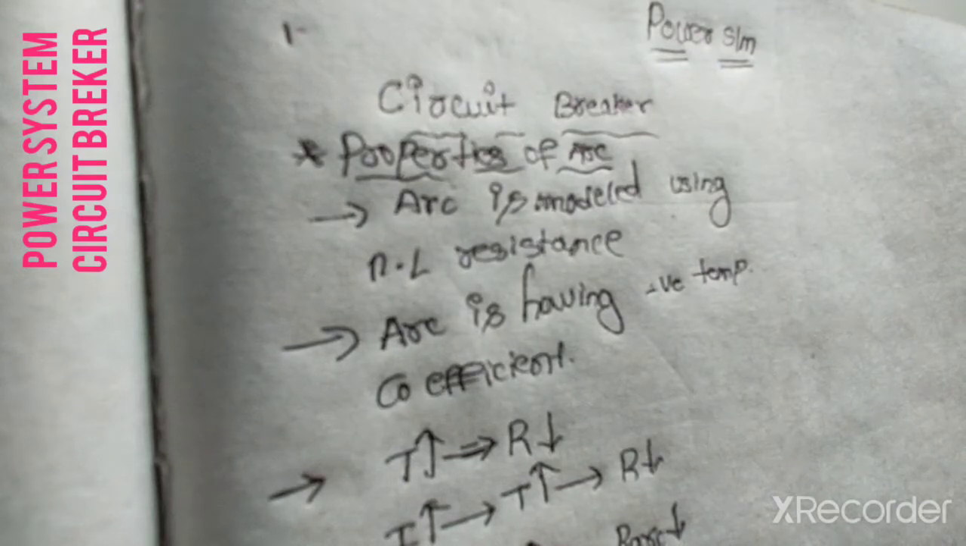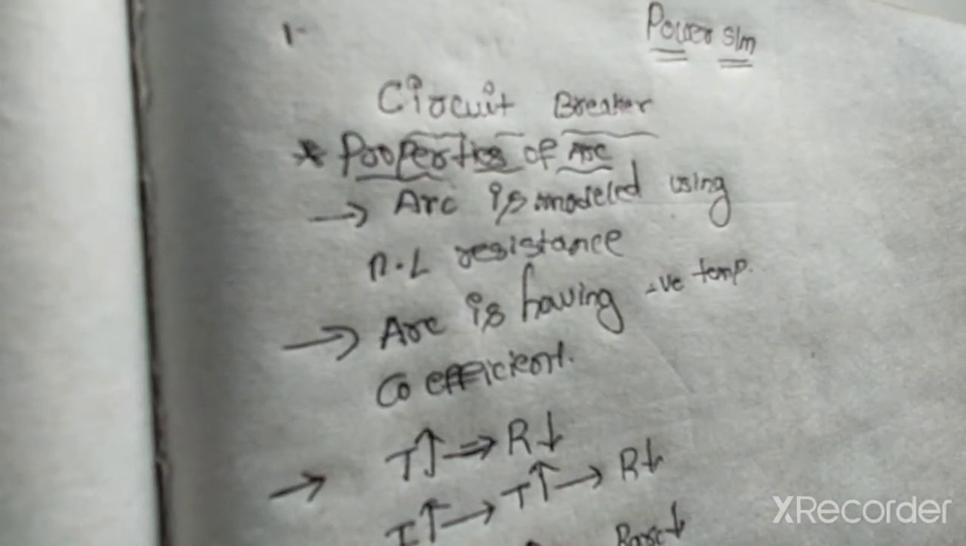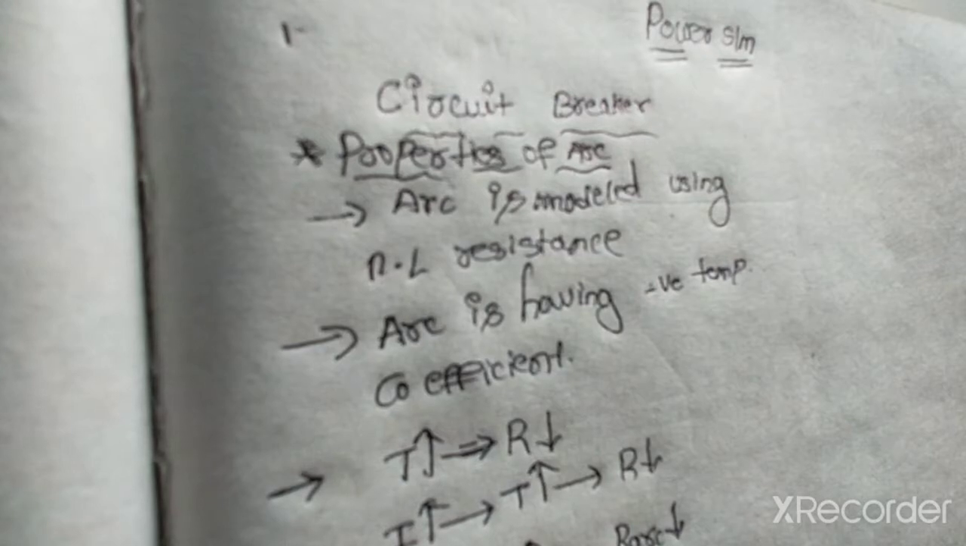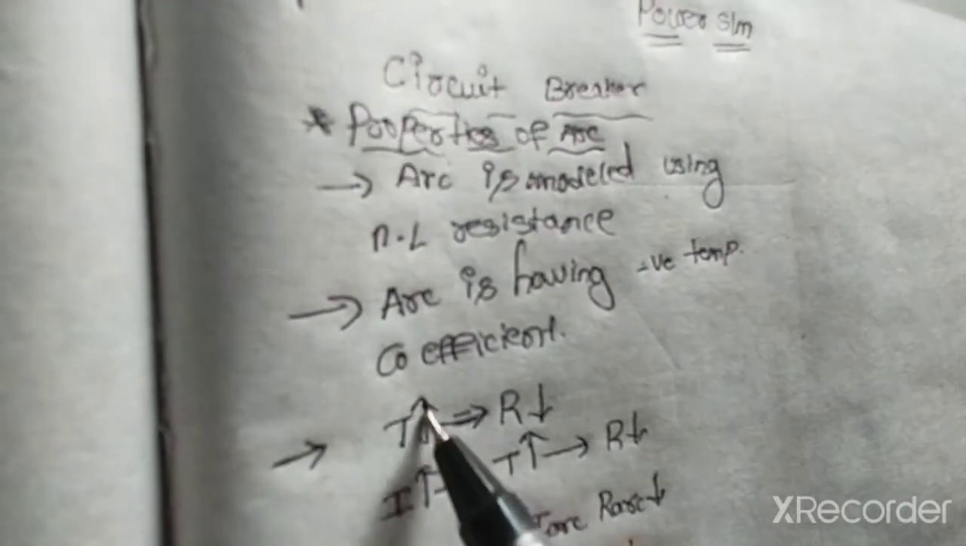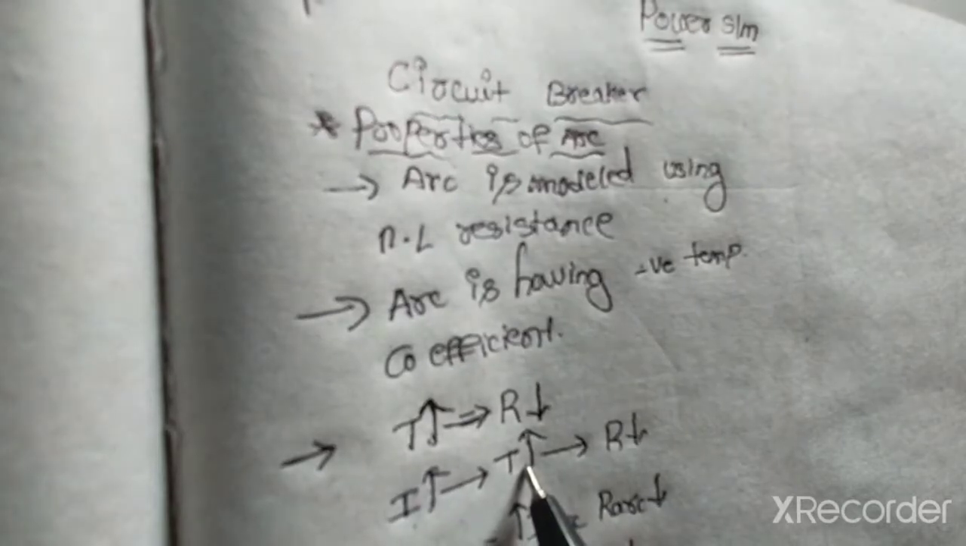First topic is circuit breaker. In circuit breaker, I discussed the properties of arc. The properties of arc are modeled using non-linear resistance. So arc has a negative temperature coefficient: as temperature increases, resistance decreases, and as current increases, temperature increases and resistance decreases.